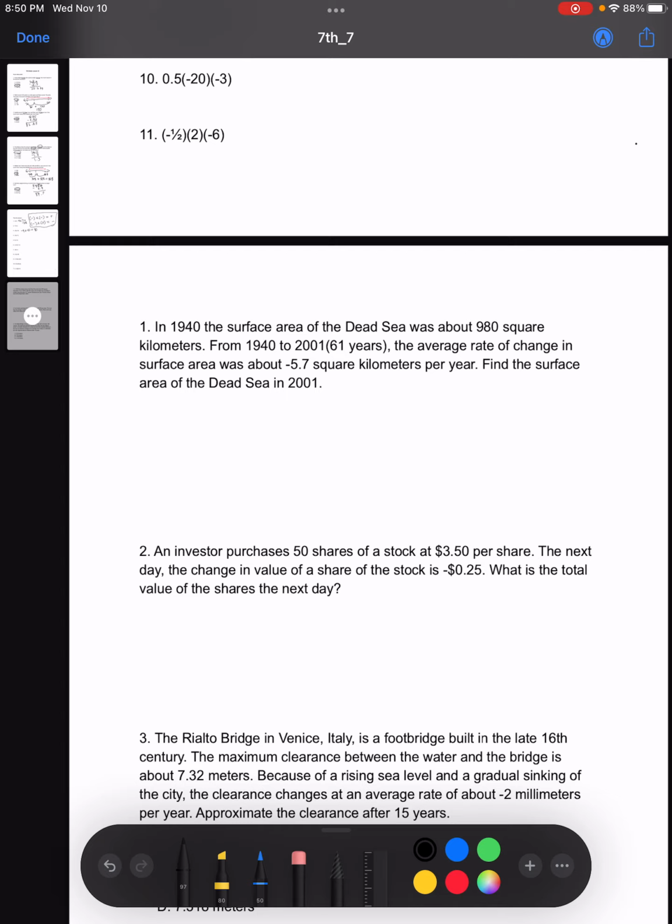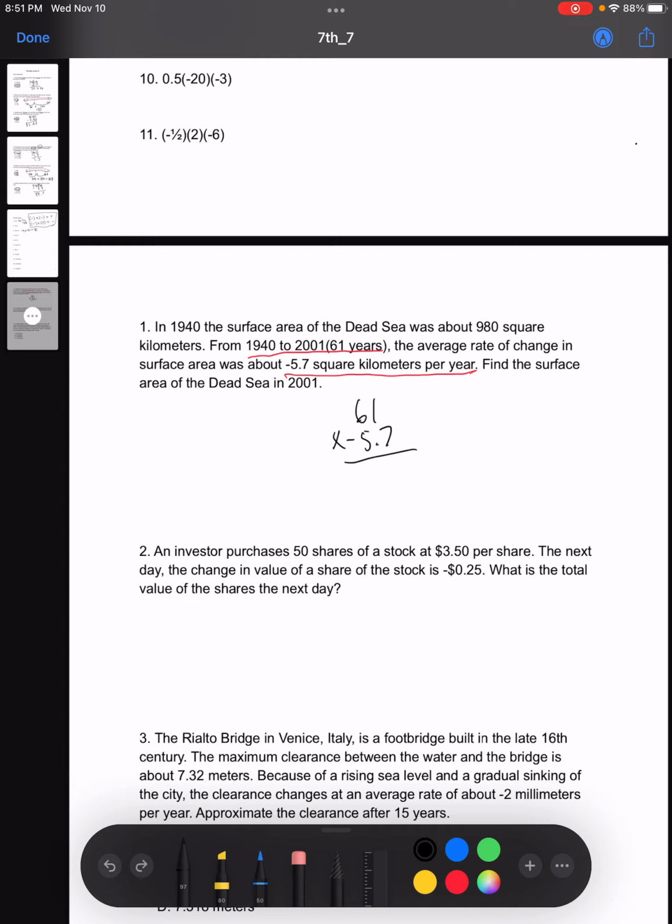Number 1. In 1940, the surface area of the Dead Sea was about 980 square kilometers. From 1940 to 2001, 61 years, the average rate of change in the surface area was about negative 5.7 square kilometers per year. Find the surface area of the Dead Sea in 2001. So we're given some information. We have a time period of 61 years, and every year the Dead Sea loses 5.7 square kilometers of surface area. So what we can first do is multiply 61 times negative 5.7 to find out how much surface area the Dead Sea would lose over 61 years.